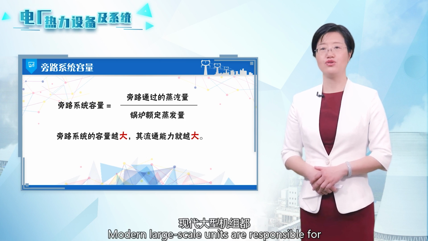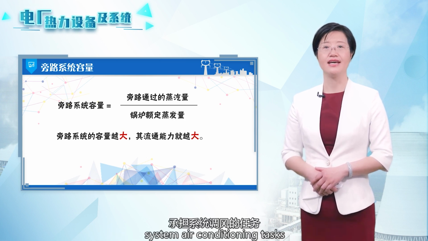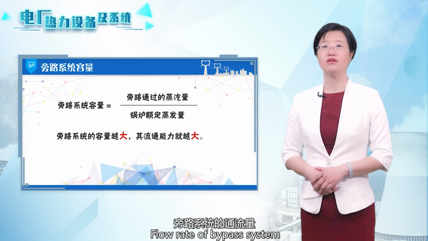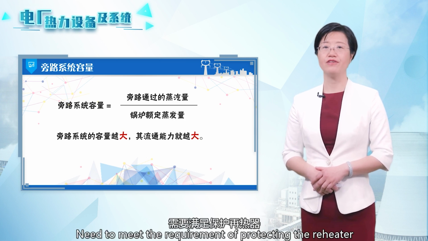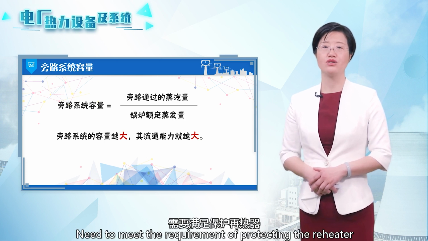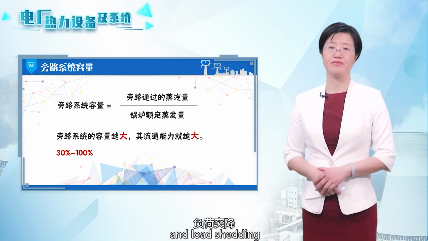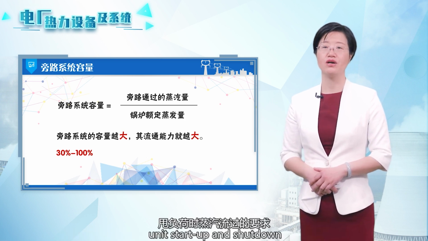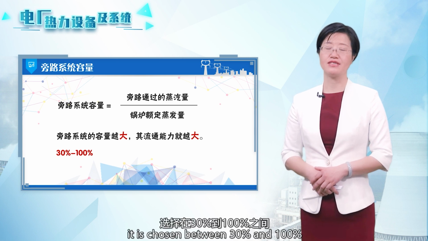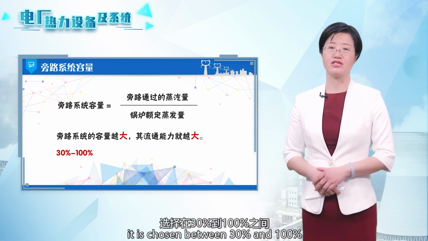Modern large-scale units bear system regulation tasks. The flow rate of the bypass system needs to meet the requirements of protecting the reheater and the requirements for steam flow during sudden load drops and load shedding, and during startup and shutdown. So generally, it is chosen between 30% and 100%.